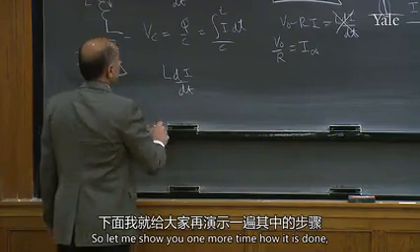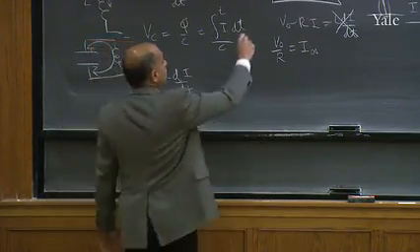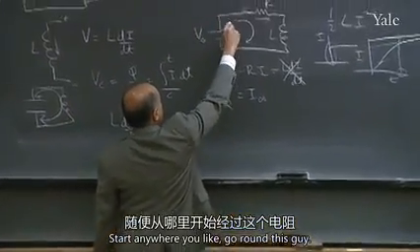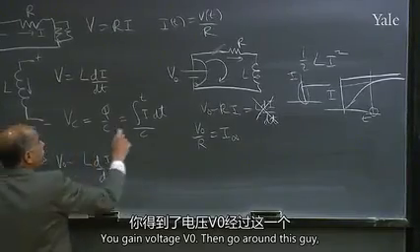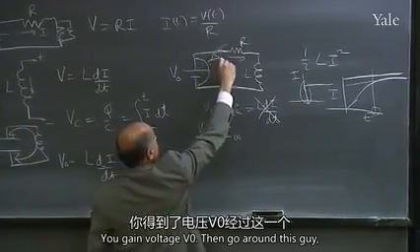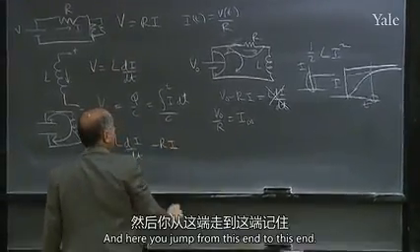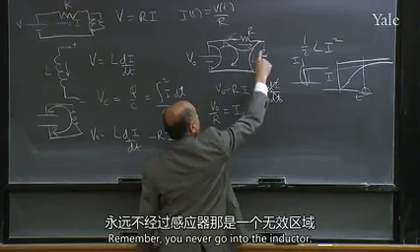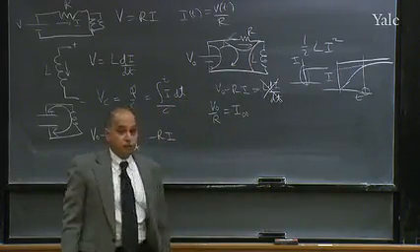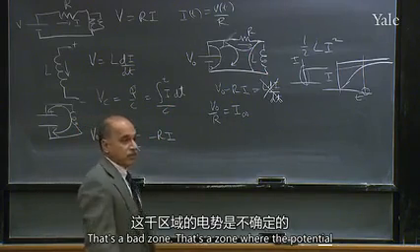So let me show you one more time how it is done, this equation. You should know how to write it. Start anywhere you like. Go around this resistor. You gain voltage V0. Then go around this one, you drop by an amount Ri. And here, you jump from this end to this end. Remember, you never go into the inductor. That's a bad zone, a zone where the potential is not even defined.